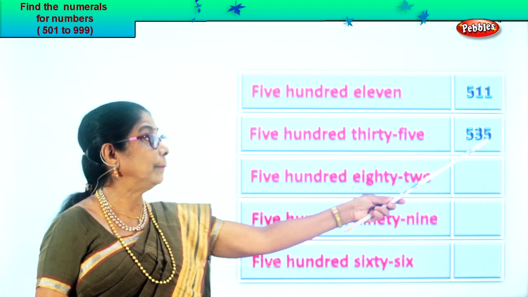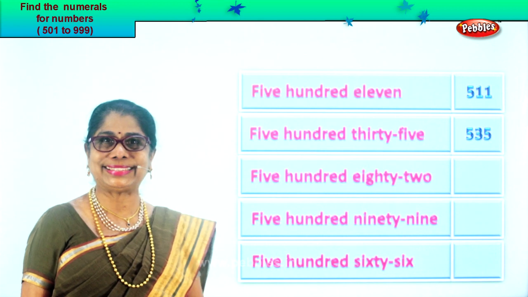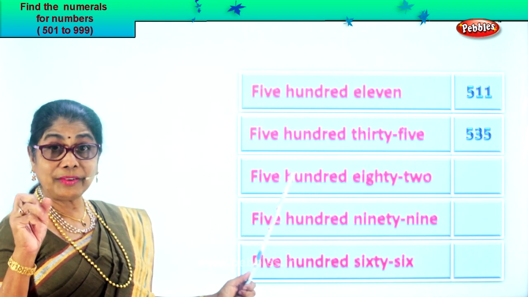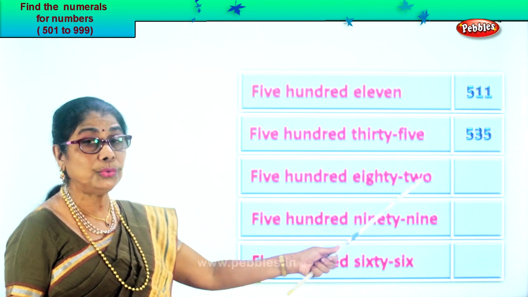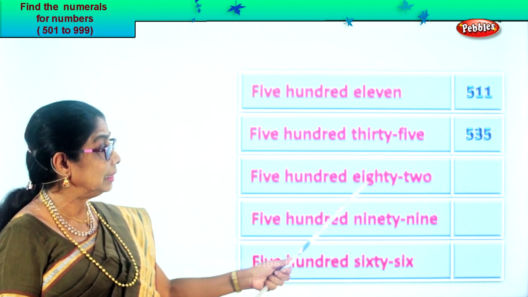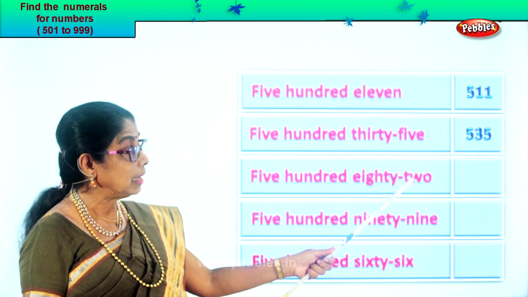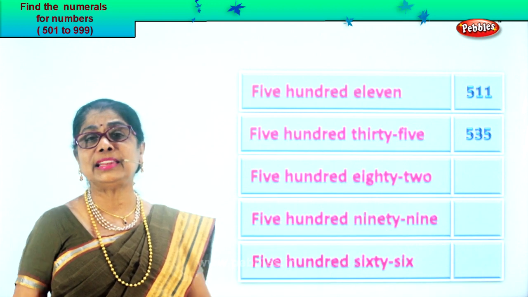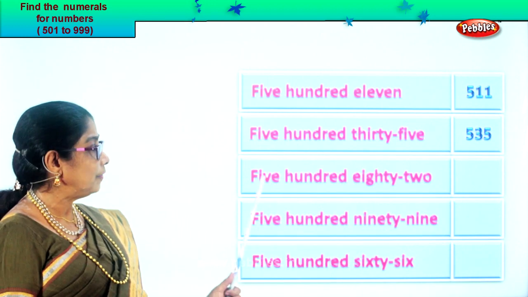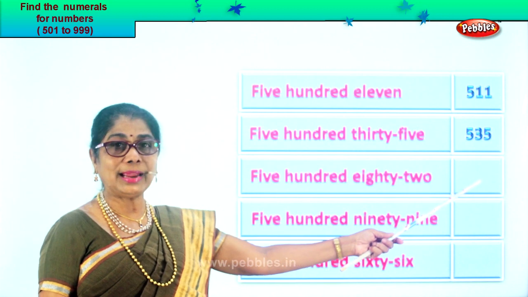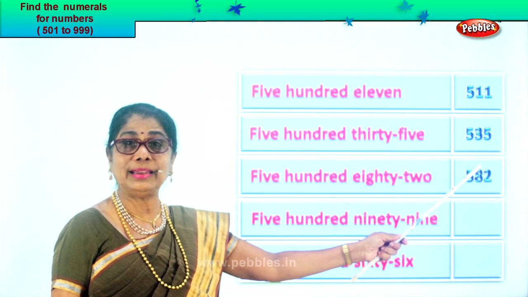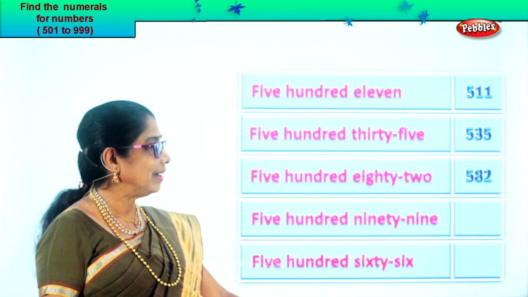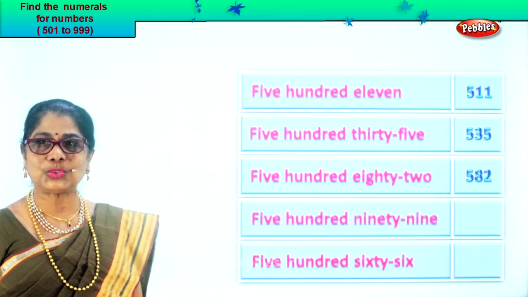They're all 3-digit numbers. Ones, 10, 100 place. 500. 582. 5 in the 100 place, 8 in the tens place, and 2 in the ones place. 582. Very easily we can find the numeral. So we write here 582. Yes, 582. Let's take the next one.